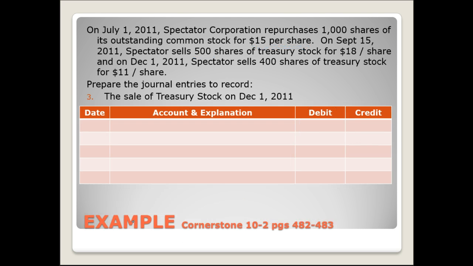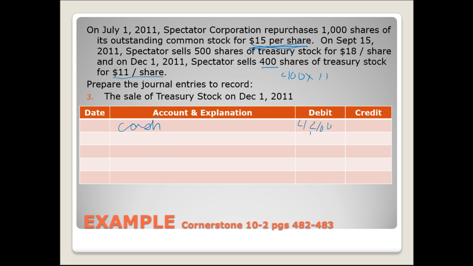Now let's look at what happens when they sell treasury stock on December 1st, 2011. Remember, now they're going to be selling only 400 shares and they're going to only get $11 a share, which is less than they'd actually purchased them back for. So they're going to receive in cash a full $4,400. That's going to be that 400 shares times $11 a share. So they'll get $4,400 in cash, which is a debit.